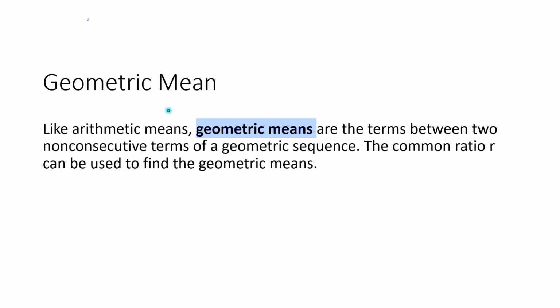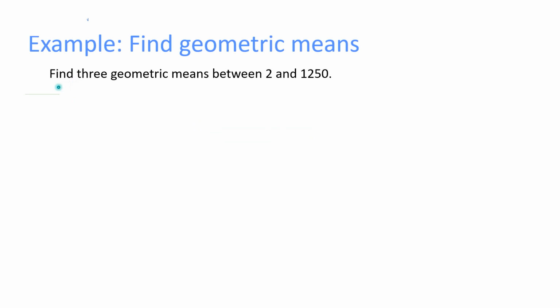Geometric mean. Like arithmetic means, geometric means are the terms between two non-consecutive terms of a geometric sequence. The common ratio r can be used to find the geometric means. Let us now look at an example. Here we want to find 3 geometric means between 2 and 1250.